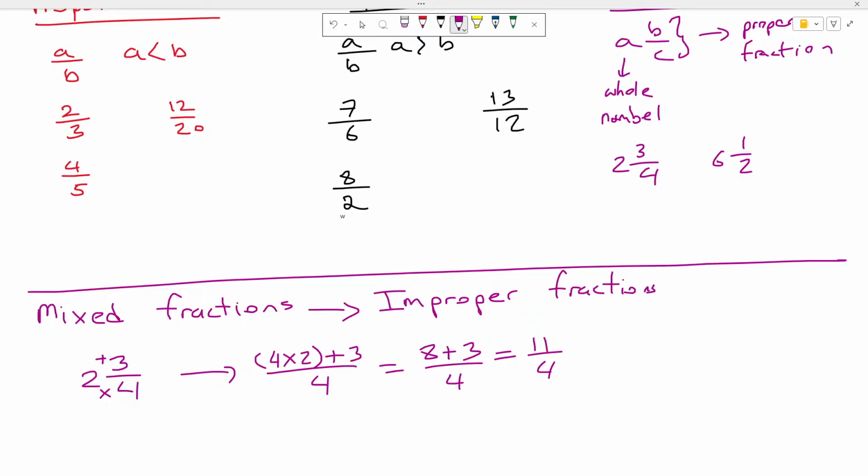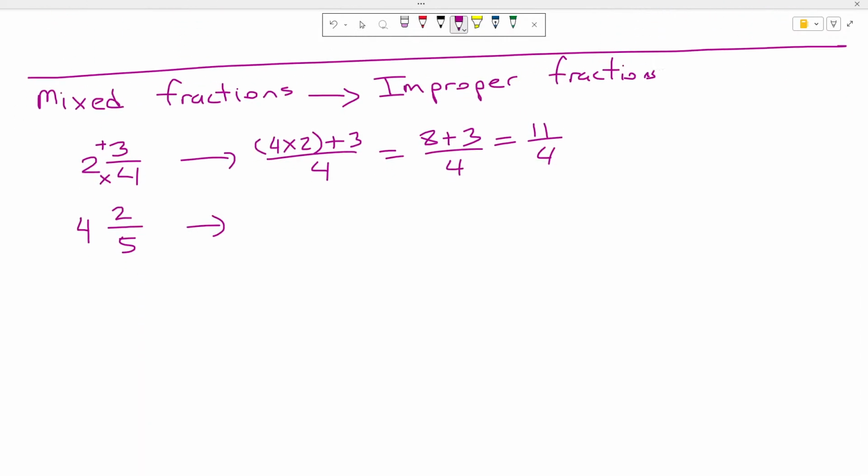Now, let me think of some other question. So let's say I have 4 and 2/5. Now, how can we change 4 and 2/5 to an improper fraction? So what do we do, guys? We take 5 times 4 plus 2, and the denominator will still stay the same, which is equal to 20 plus 2 over 5, which is equal to 22 over 5, right, guys?